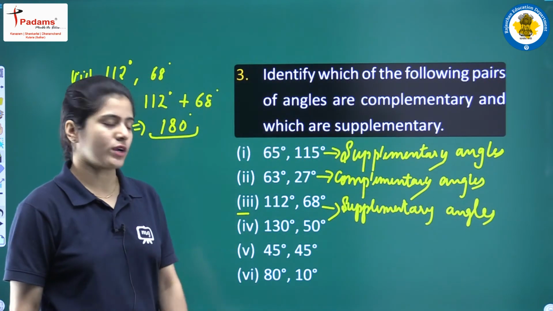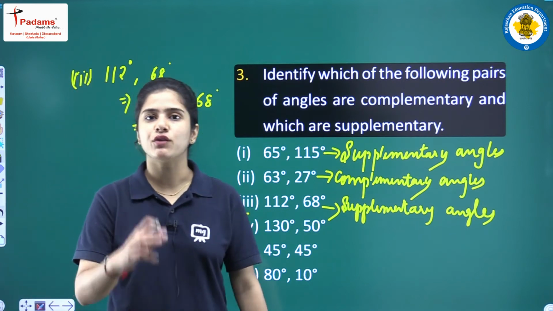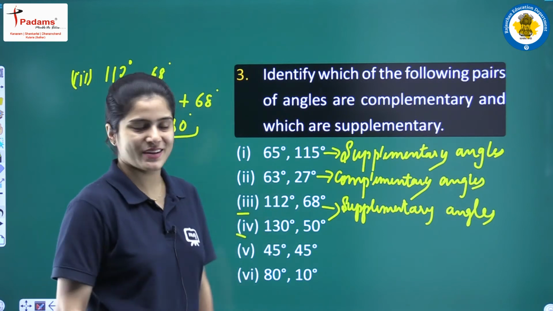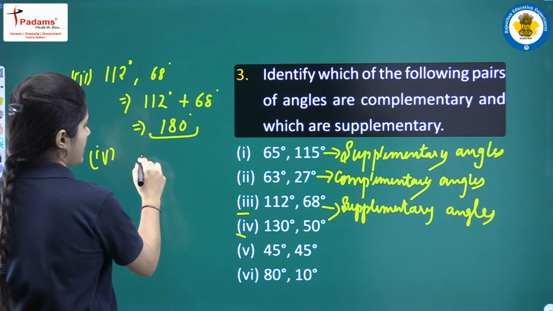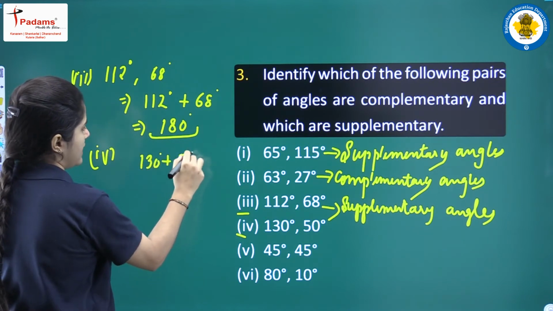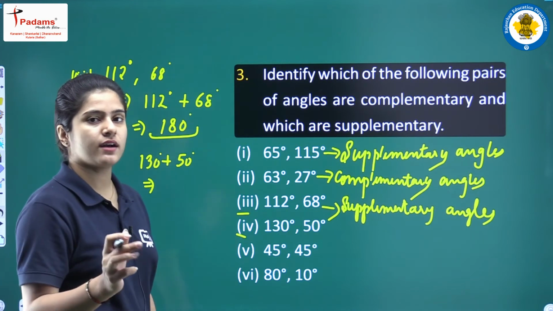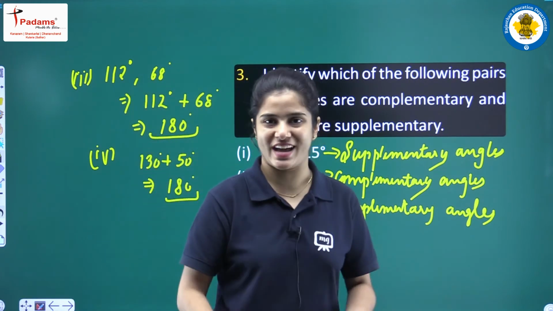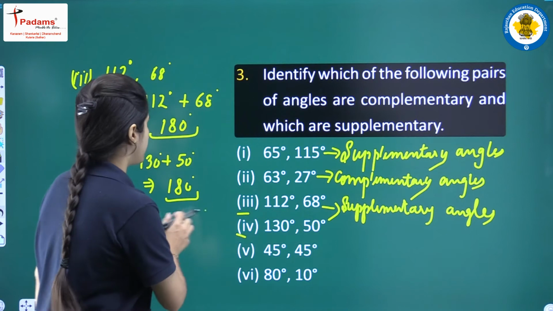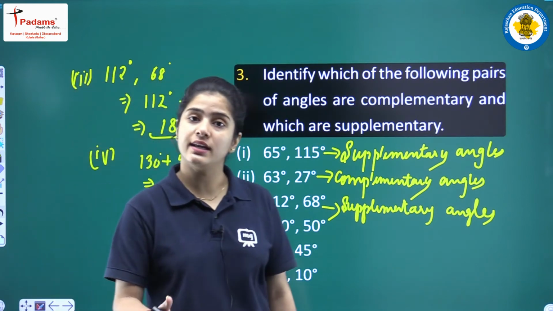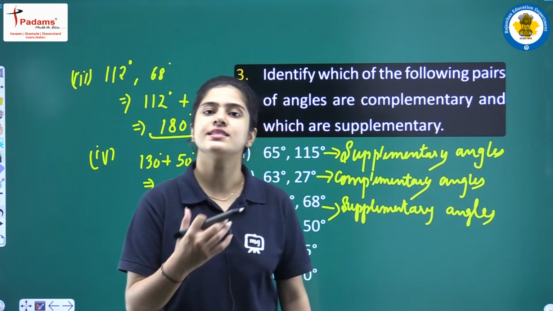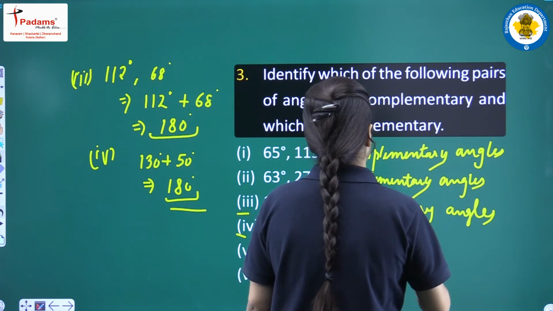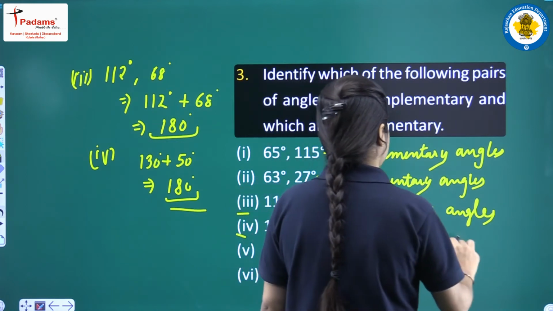Okay students, now looking at the next part, what is the next part students? 130 degree and 50 degree. So we'll do the sum of these two angles, 130 degree and 50 degree. Okay students, so this fourth part, 130 degree plus 50 degree is equals to 180 degree. So this 180 degree, it means that these are supplementary angles. Okay students, why supplementary angles? Because the sum of the two angles when equal to 180 degree, then it means that those two angles are called supplementary angles.